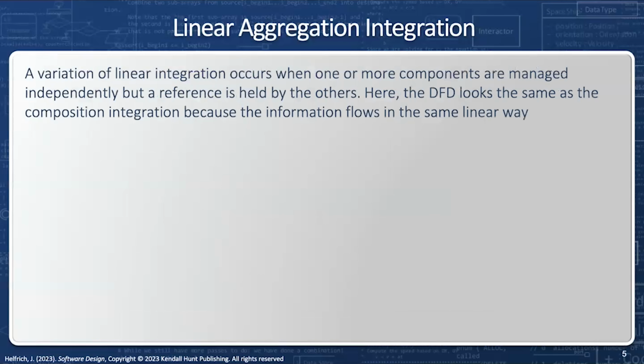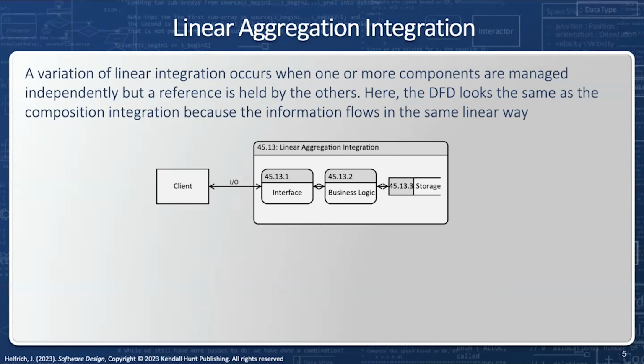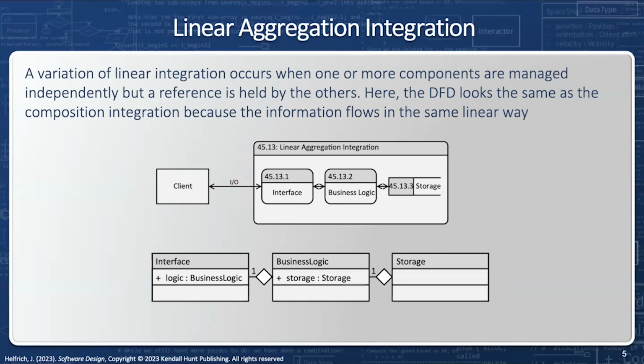The next is linear aggregation. And here the data flow diagram is going to look exactly the same as with linear composition, but the difference is going to be in the class diagram. Now notice how interface has a reference to the business logic, and the business logic has a reference to the storage. This means I can change the business logic or the storage on the fly, and it also means I can have more than one business logic working on a given storage, and I can even have more than one interface working on a given business logic.